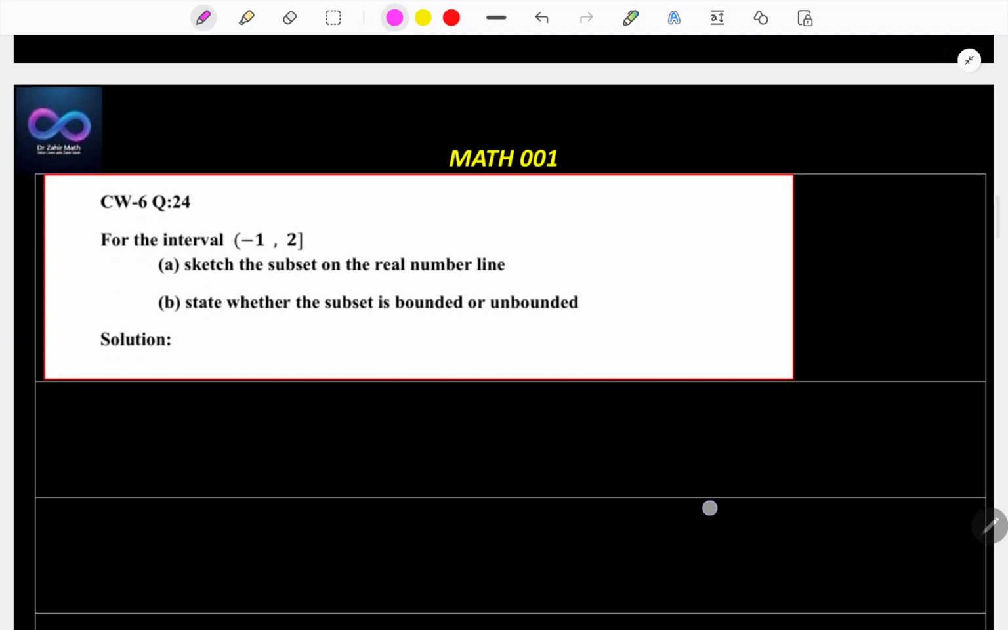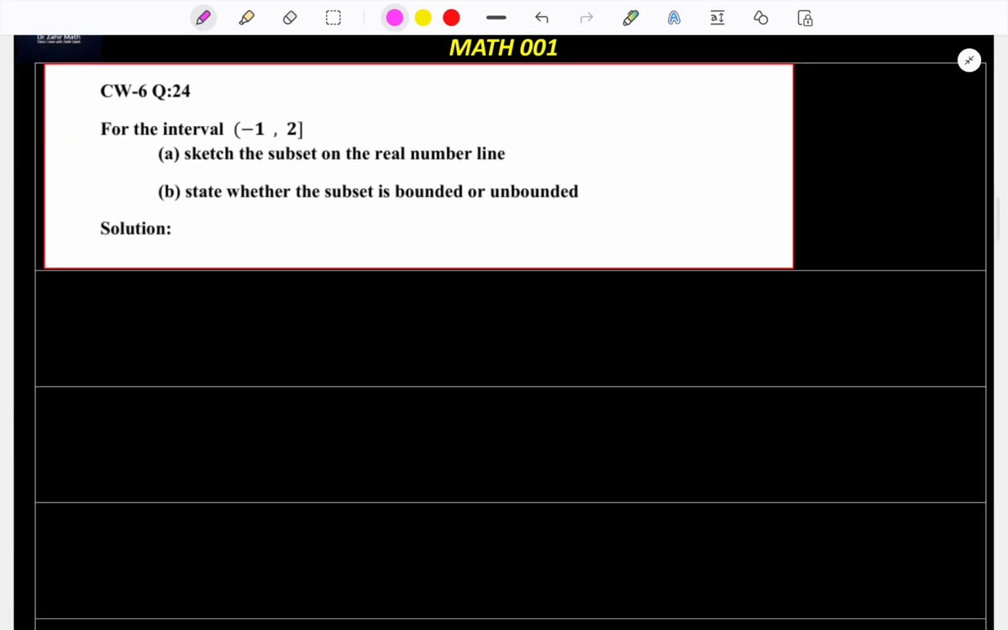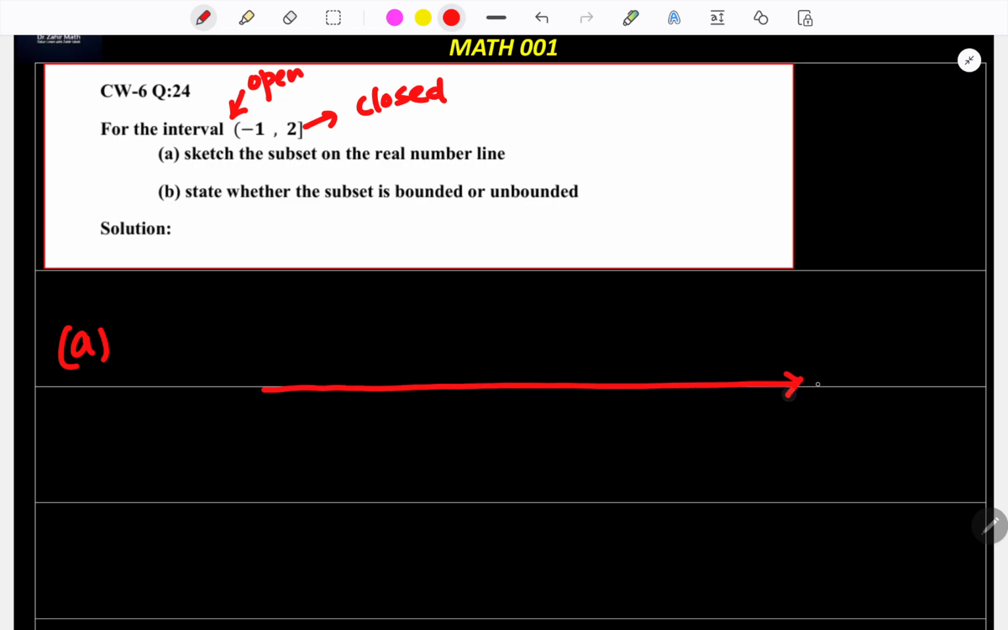Let's go to the next question. For the interval minus 1 comma 2, look at the interval here. Here it is an open interval and here it is a closed interval. Okay, right. So let's go to the solution. Question number A. So I will draw the real number line.